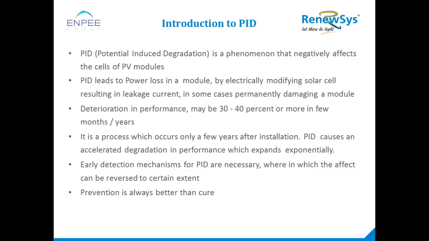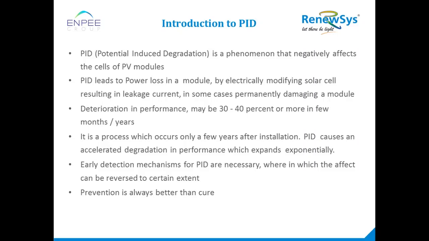So what does PID do so that the power of a module, or the energy generation capability of a module, comes down? Basically, it electrically modifies the solar cell, resulting in a leakage current across the sandwich, that is the glass, EVA, frame, and finally to the solar cell, damaging the active part in the module, that is the solar cell. So the power degradation increases. It would be typically in the range of around 30-40%, and in a few cases it could go up to 70% or more.